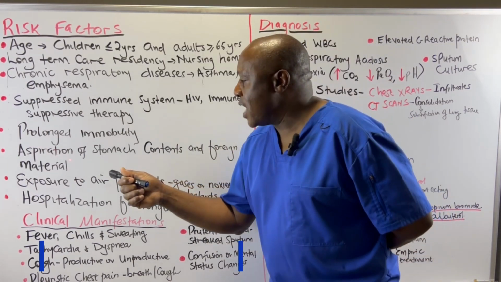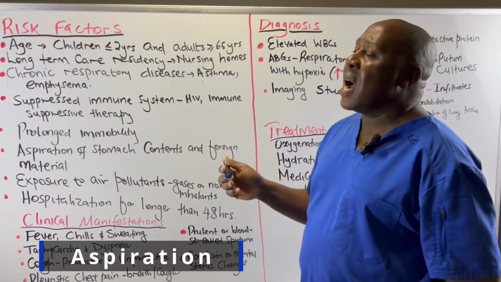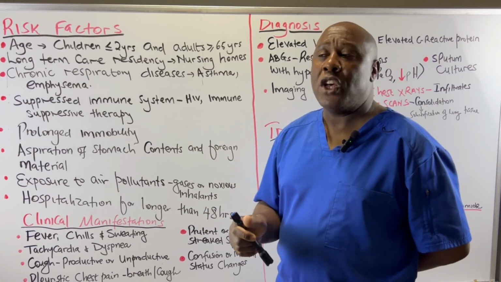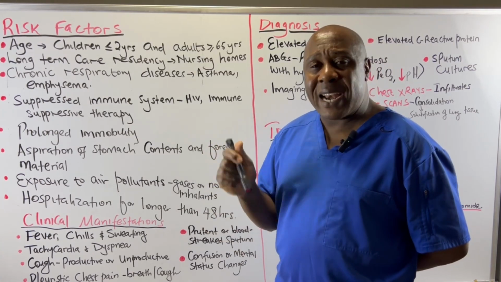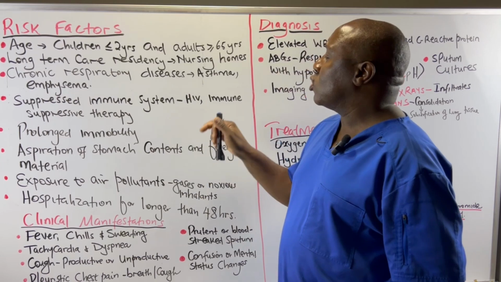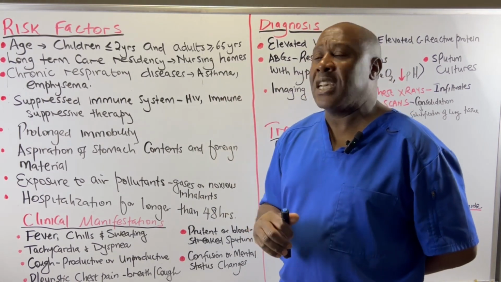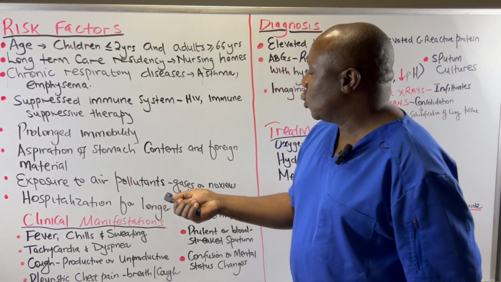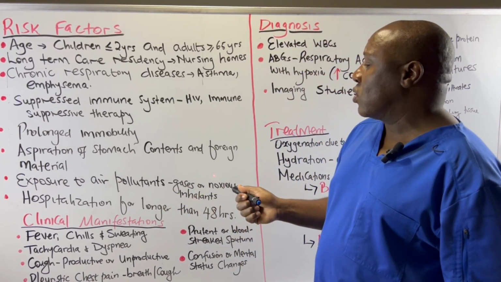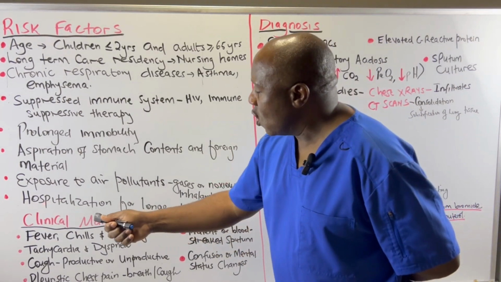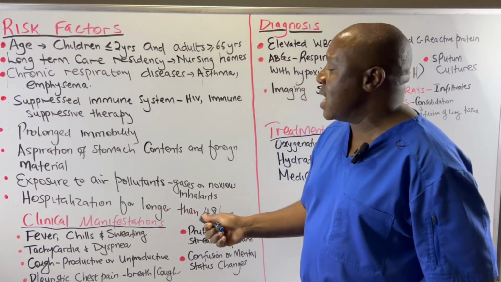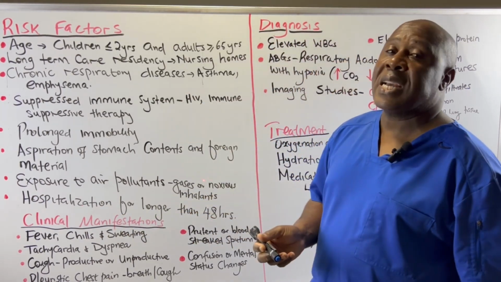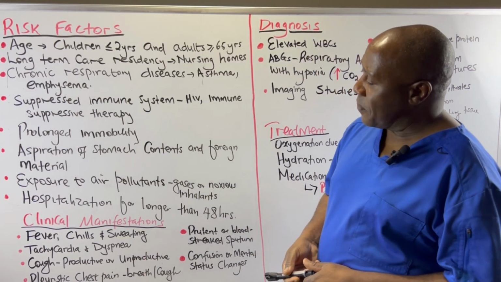Then we have got aspiration of stomach contents and foreign material into the lower respiratory tract. You are aspirating food, you are aspirating vomit. Now you are likely to get pneumonia because microorganisms are gaining access to that particular part of the respiratory tract. Then we have got exposure to air pollutants like gases and even noxious inhalants. And those patients who are hospitalized for longer than 48 hours are likely to get pneumonia. So those are the risk factors that can expose us to pneumonia.